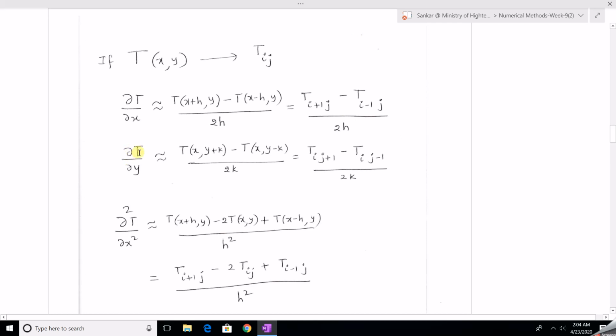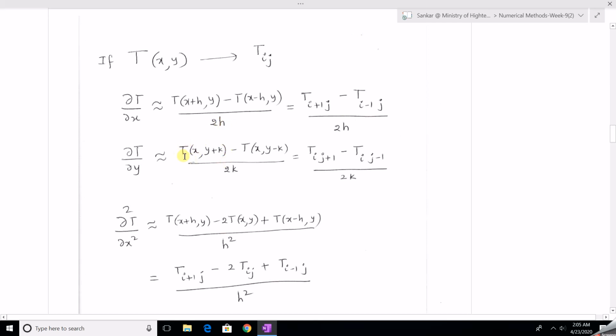Similarly, ∂T over ∂y. This is the partial derivative with respect to y. When we are finding the partial derivative with respect to y, x remains the same. x remains constant. No change in x. So we make a change only in y. Therefore, ∂T over ∂y is approximated by the function value T of x comma y plus k, minus T of x comma y minus k, over 2k. So k is the spacing along the y axis and h is the spacing along the x axis.